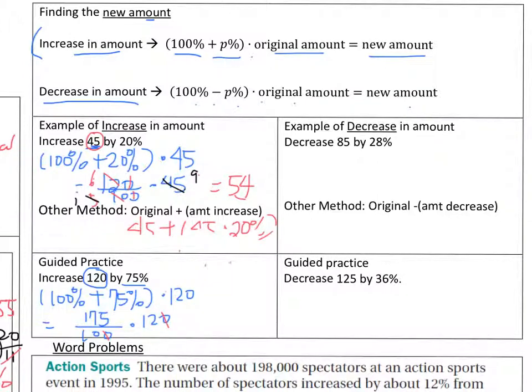12 divided by 2 is 6. 10 divided by 2 is 5. And 175 divided by 5 is 35. So we can take 35 and multiply that by 6 to get 210.